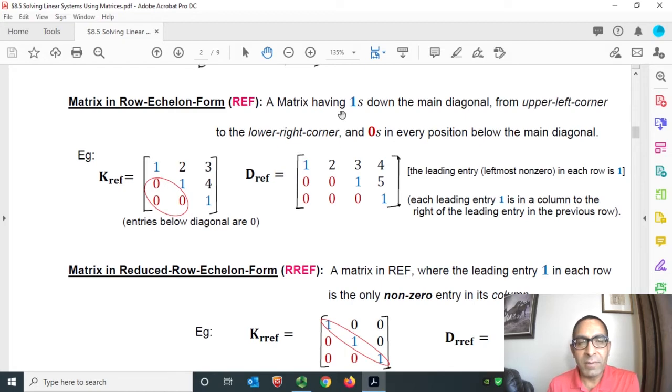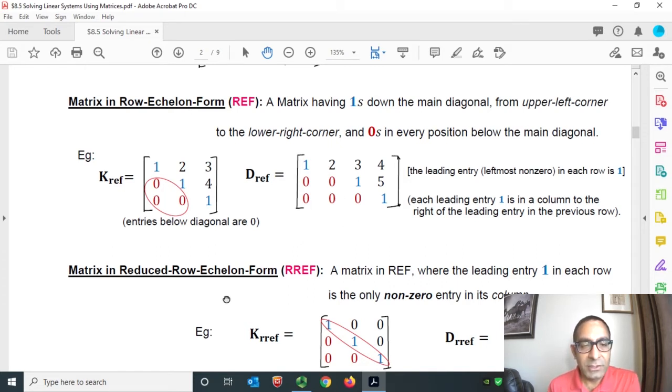A matrix having ones down the main diagonal from the upper left corner to the lower right corner and zeros in every position below the main diagonal is called a matrix in row echelon form. For example, in this square matrix, diagonal entries are 1 and below the diagonal entries we have zeros. Similarly here.